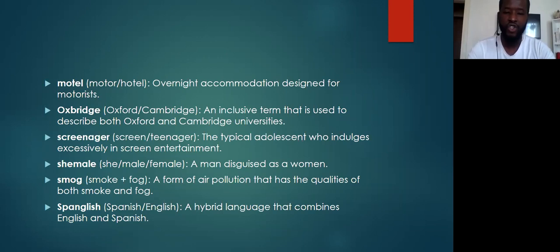And we have Spanglish. Spanglish means Spanish plus English, so it means a hybrid. Hybrid means somebody's father is from one country and his mother is from another country. So if they have a child, the child is going to be a hybrid, mixed blood. So it is a hybrid language that combines English and Spanish, especially if you go abroad, if you go to Europe, you can find a lot of examples of this kind, okay?